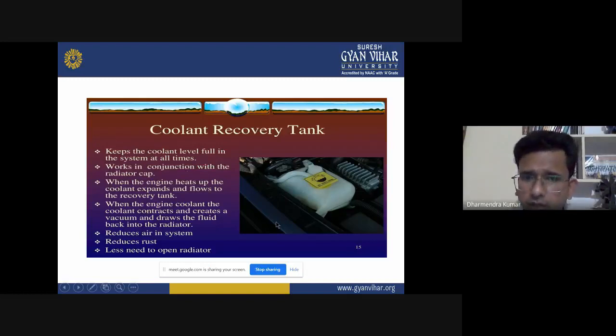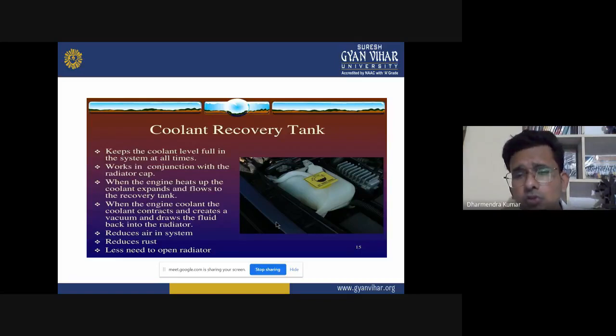It works in conjunction with the radiator cap. When the engine heats up, the coolant expands and flows to the recovery tank, and when the engine cools, the coolant contracts and creates a vacuum and draws the fluid back into the radiator. This reduces air in the system, reduces rust, and means less need to open the radiator.